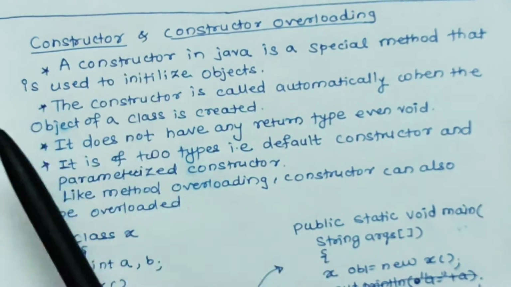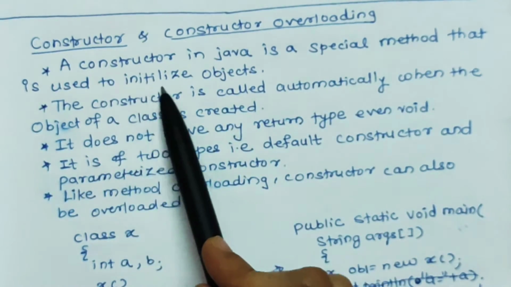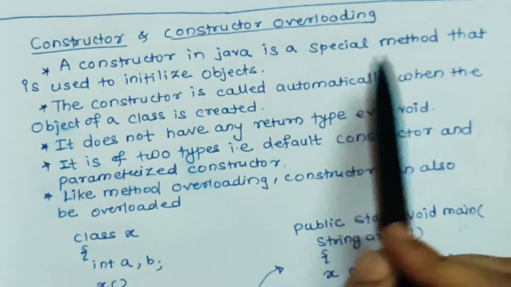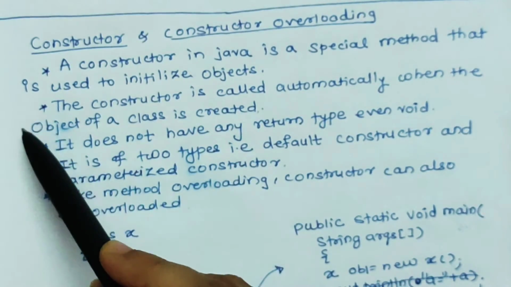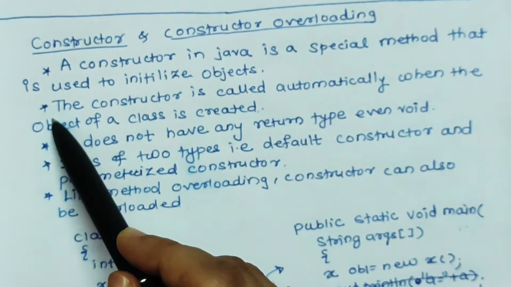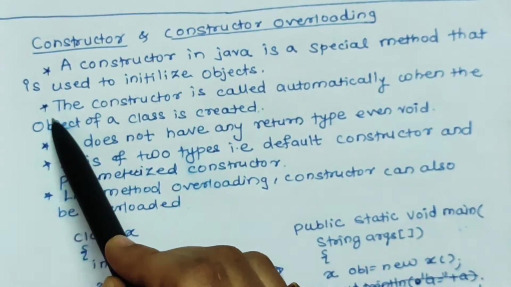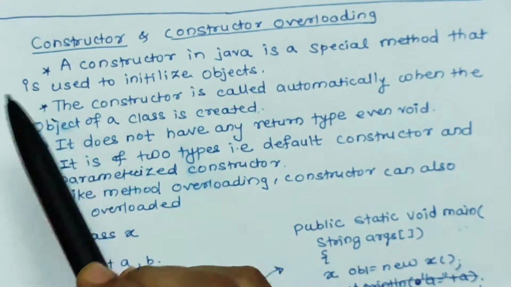We start with constructor. A constructor in Java is a specialized method that is used to initialize objects. The constructor is automatically called when the object of a class is created. So you don't need to call the constructor with the help of object, like we call the methods with the help of object. There is no need to call the constructor. Constructor will be automatically called whenever you are creating an object of a class.